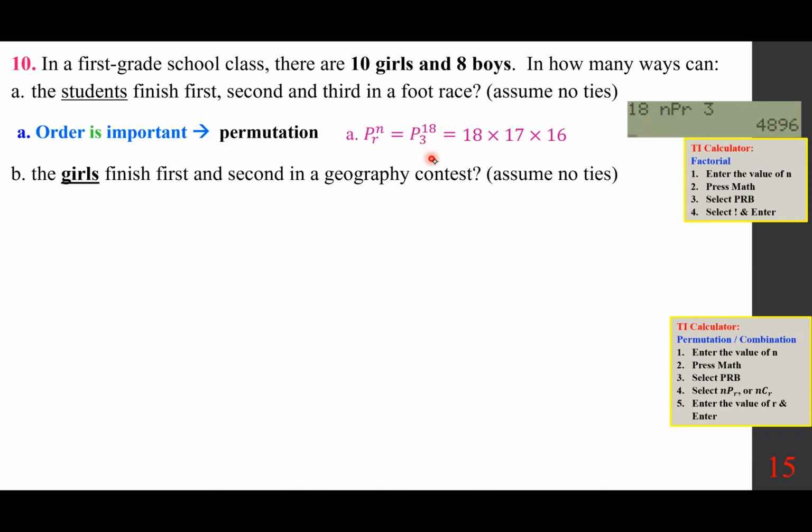Now in part B, the girls finished first and second in a geography contest. So now we have, again, the case that order is important, which makes it a permutation, but we are dealing with only n being 10, and we are choosing the first and second. We are choosing only 2. So permutation 10, choose 2, or 10 times 9, which is 90.